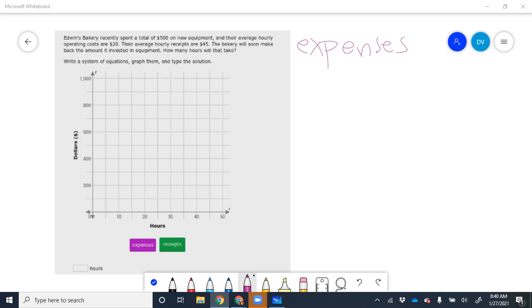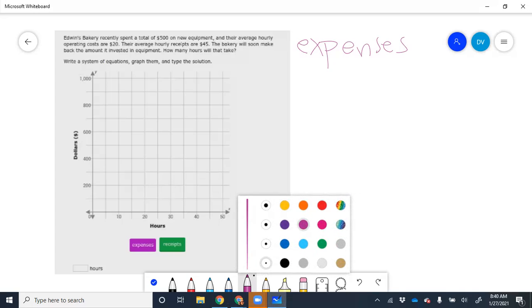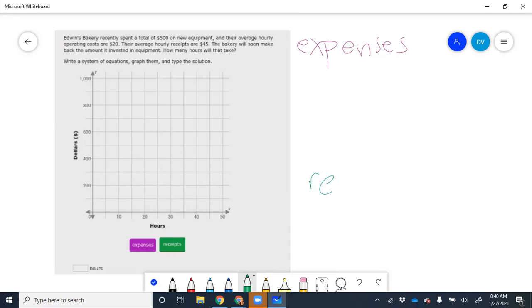For this word problem, we want to use different colors for our graphs. Since they have purple, I'm going to use purple for expenses, and I'm going to use the same color that they have, green, for receipts. And then let's read the problem and make sure that we write our equations properly.